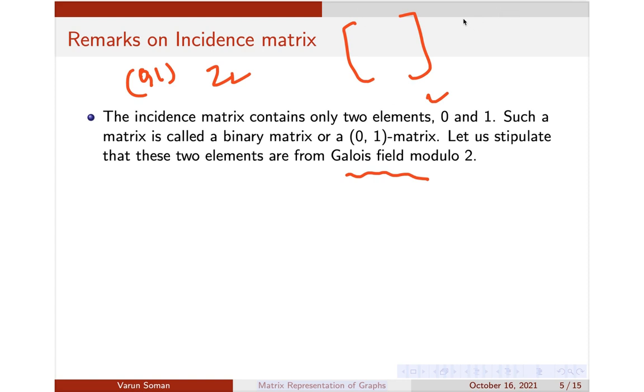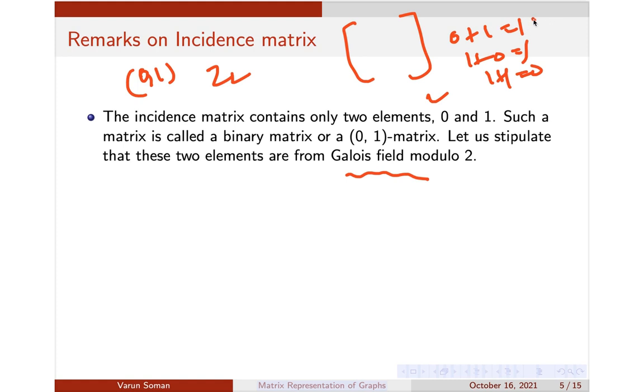You already have studied addition modulo 2, multiplication modulo 2, etc. in your lower classes last semester. So addition modulo 2 is actually 0 plus 1 will be 1, 1 plus 0 will be 1, 1 plus 1 will be 0, like that. So that is addition modulo 2. You just add up these things and get the remainder when you divide by 2.